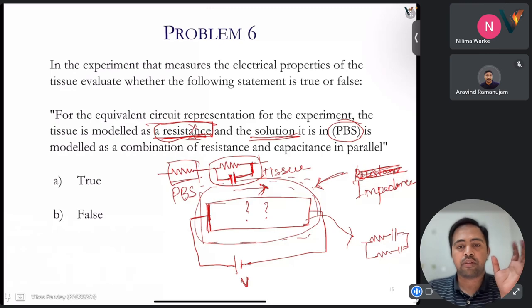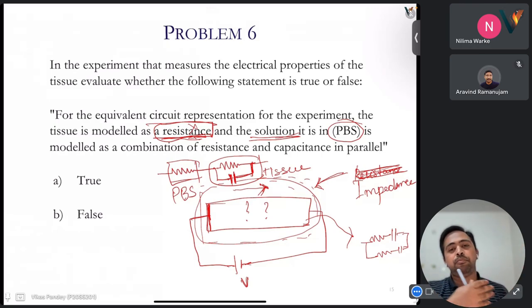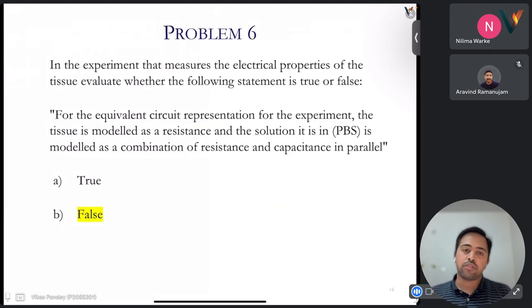Yes. Got it? Like from previous questions also we can have some idea. Okay, so this is false. Opposite. Okay.